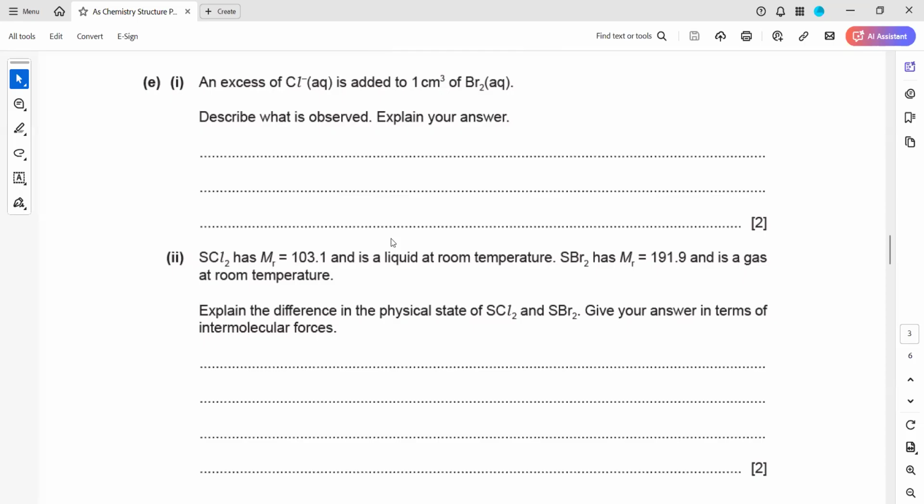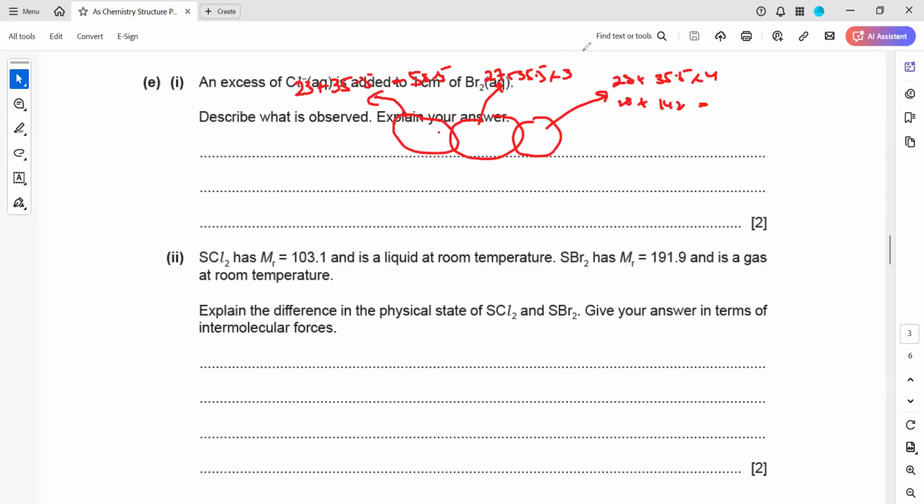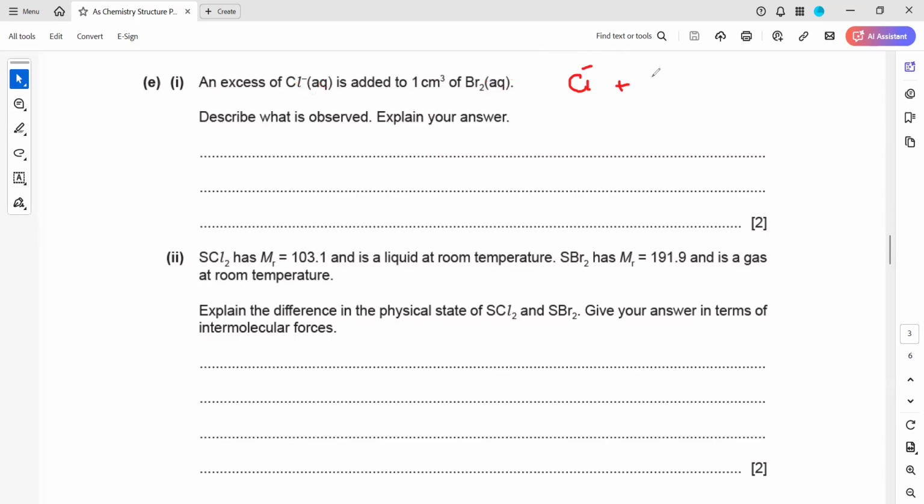E1, as you see, remember the more reactive halogen displaces a less reactive halogen ion from its solution. We already have a chloride ion. Chlorine is more reactive, and bromine is there, which is less reactive. It's a molecule. So an excess of aqueous chloride is added to bromine. Will they react? Bromine is already there, so there's no reaction between them.